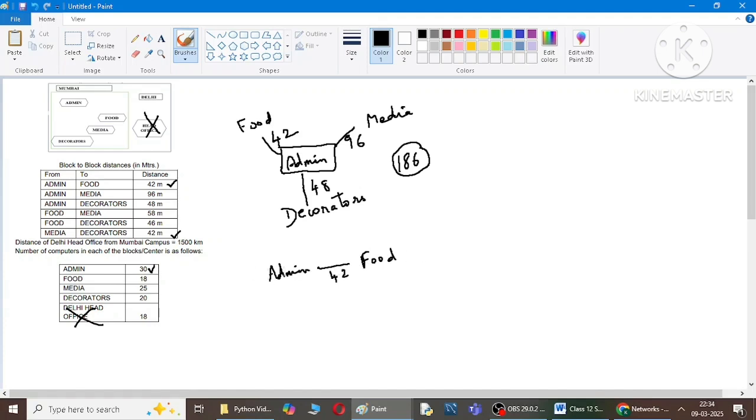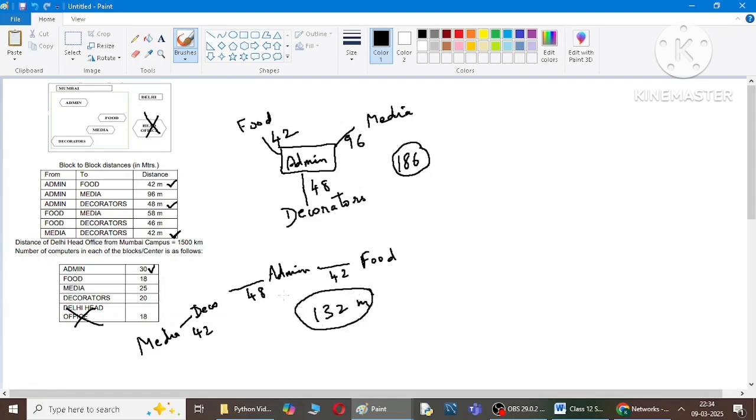Admin to decorators is 48, this one. Media to decorators is 42. So, all the 4 things are, never ever draw something like this. It will cause a loop which is wrong. Now, add all this. 42 plus 48 is 90, plus 42 is 132 meters.